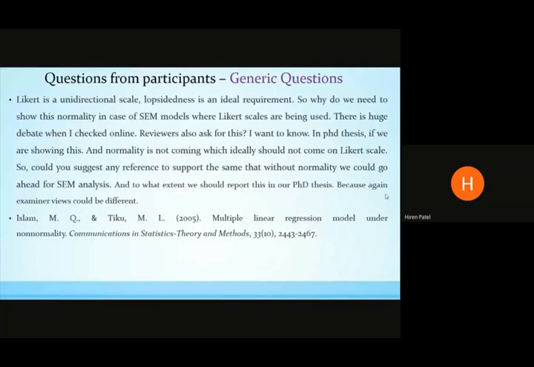However, to further assist you on multiple linear regressions, I'll be sharing one paper written by Islam and Tiku in 2005, titled Multiple Linear Regression Model Under Non-Normality. I'm sure this paper will help you answer the questions for multiple linear regressions. I am not talking about structural equation modeling. Right, so these are some of the generic questions that were asked.